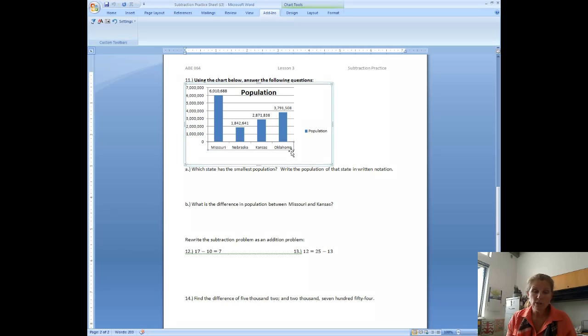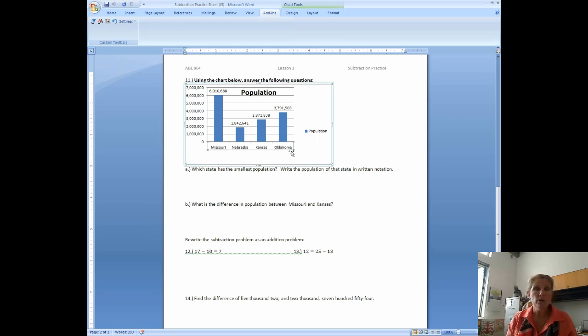There's a second question here that says, what is the difference in population between Missouri and Kansas? Looking for that key word, difference is our key word. That's the word that would suggest that we would subtract. It's right there. It says difference. You know when you want to find a difference to something that you would subtract. So we want to find the difference in population between Missouri and Kansas.